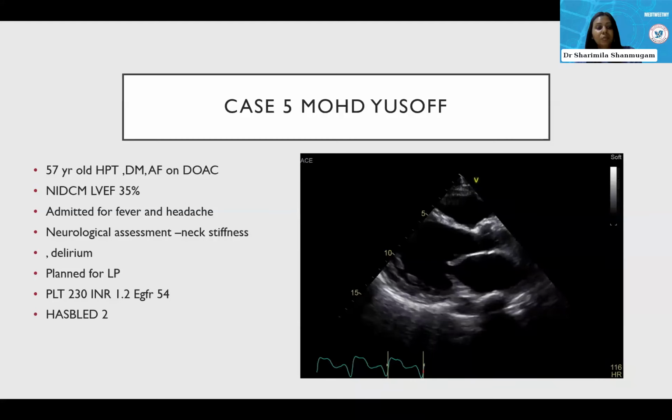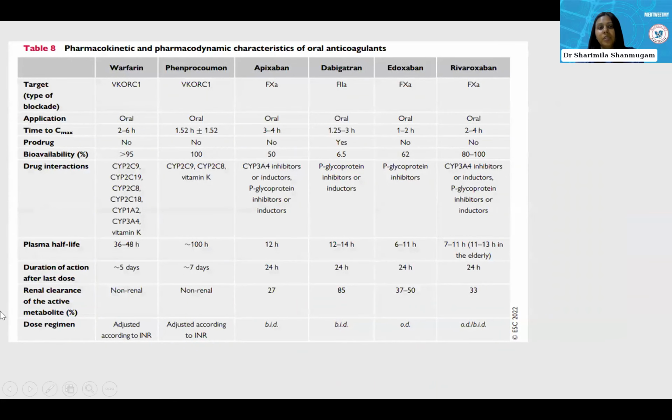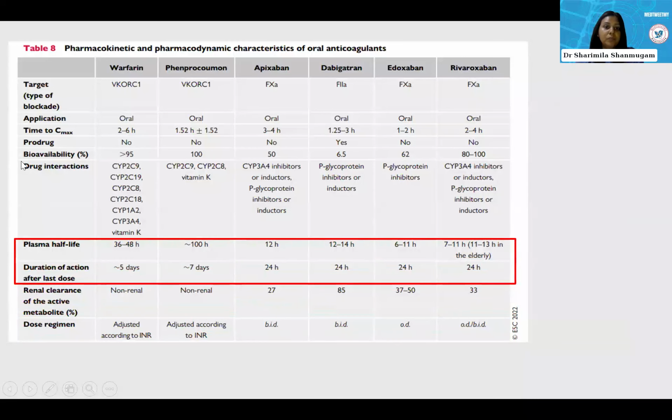So he did a full blood picture. The platelet count was 230, INR is 1.2, eGFR is good, HAS-BLED score is 2. So he was concerned about the oral anticoagulation therapy. So the patient was on dabigatran. As you can see here, the choices of OACs: apixaban, dabigatran, edoxaban, and rivaroxaban. And this is warfarin. You can see the plasma half-life for warfarin is 36 to 48 hours, 2 days. For the OACs, mostly about 12 hours. Shortest would be rivaroxaban and edoxaban.